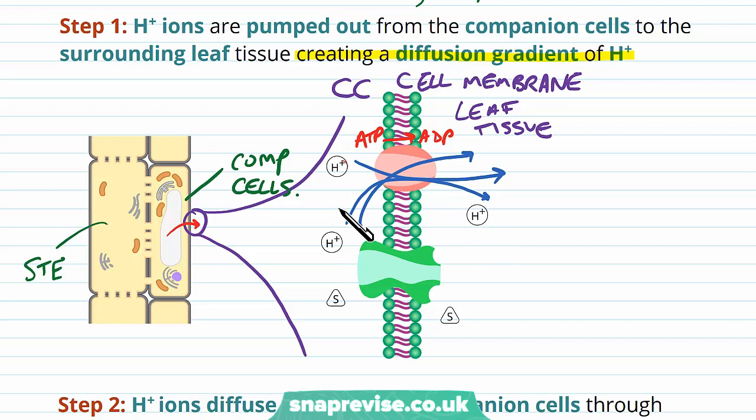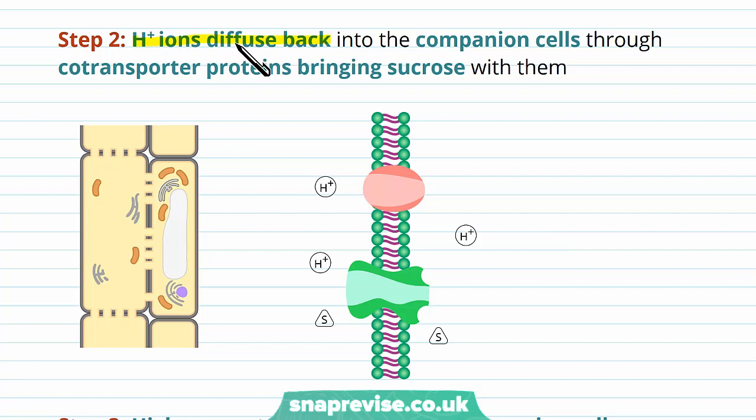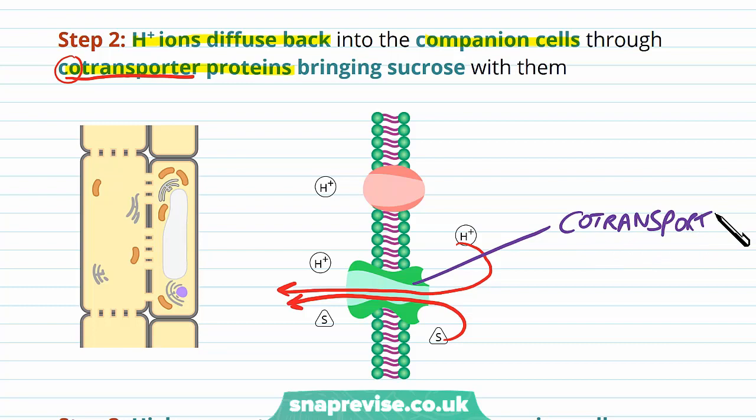The hydrogen ions that have been pumped out diffuse back into the companion cells, but they do this through a particular protein which also takes sugars with it. So there's a particular type of protein which is called a co-transporter because it's co-transporting two things. It's taking the hydrogen ions and it's sending them back through down their diffusion gradient, but it also takes sucrose with it as it does this. So this is the purpose of this protein. And the reason we call it a co-transporter is because it's transporting one thing that coincides with another. So this is how the sucrose is getting from the leaf tissue into the companion cell. So now the sucrose has entered the companion cell. Now the next step for the sucrose is to get into the sieve tube element so it can float in the sap. The hydrogen ions that go back through will just keep being pumped out as they were in step one.